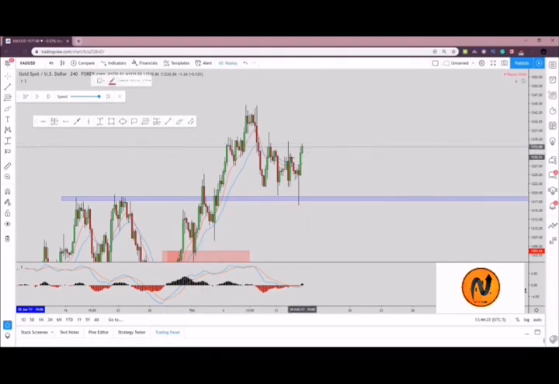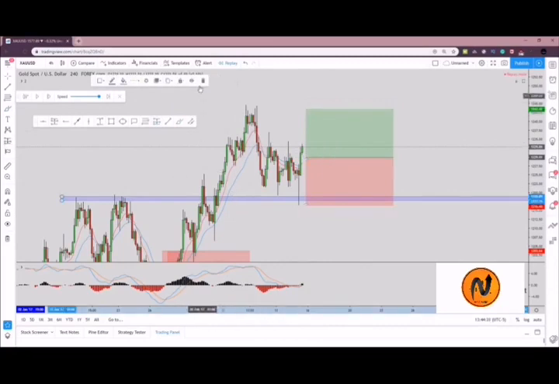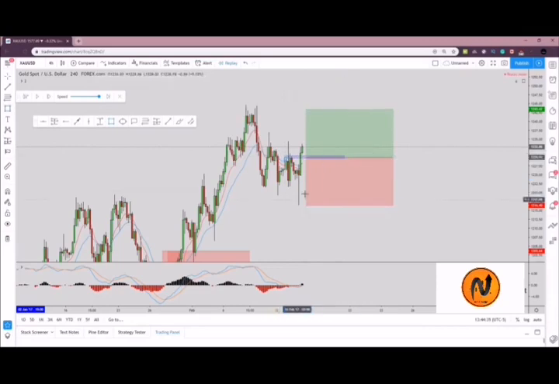We can be looking at the long from this area, where this is clearly previous resistance turned support. So we can be looking at a long from here. This zone here, let's delete this. So basically, we can definitely be looking at a long from here.